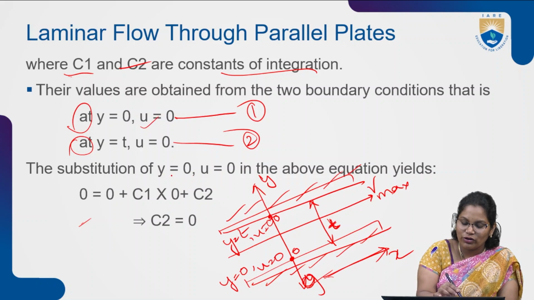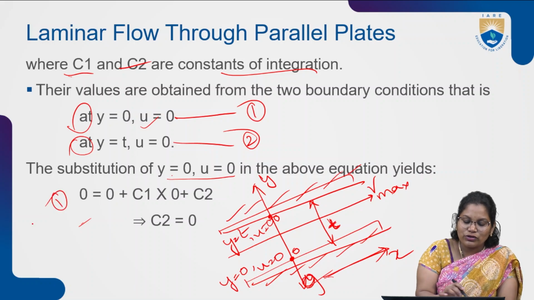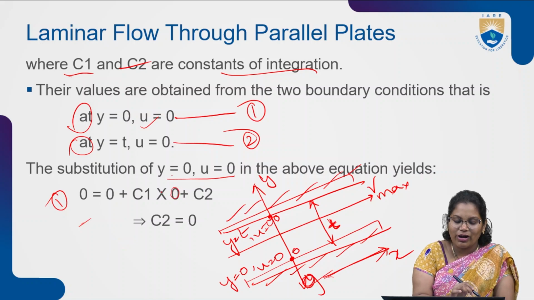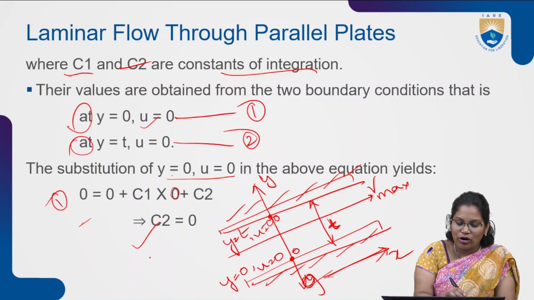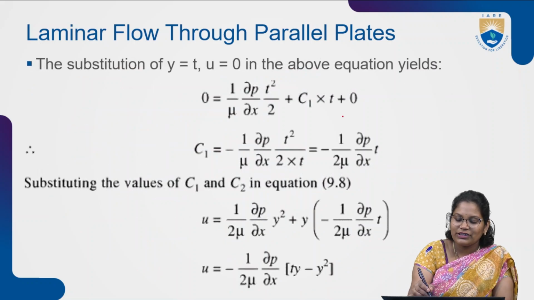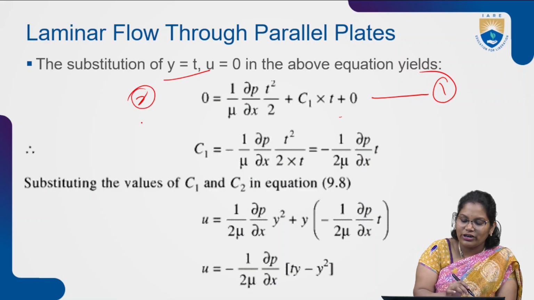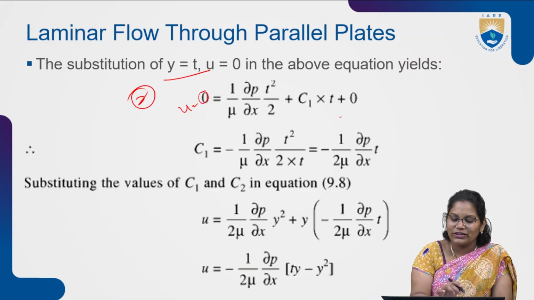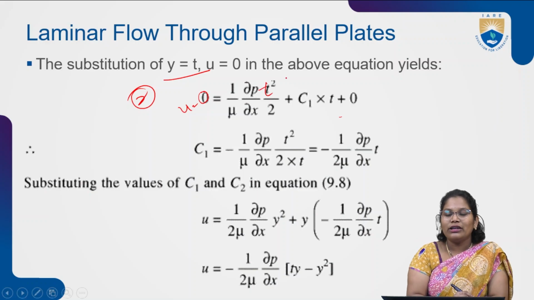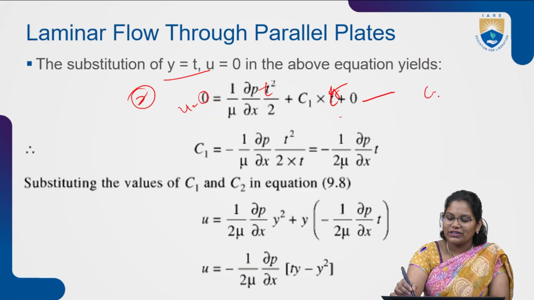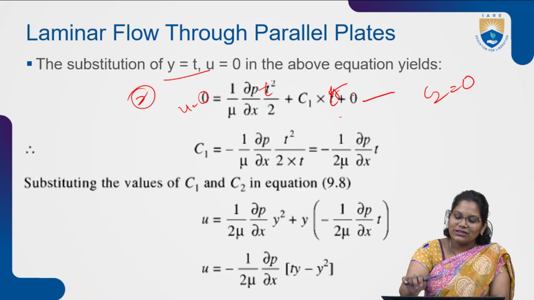First condition, condition number 1: at y is equal to 0, u is 0. In place of y we give 0, and in place of u we also give 0. So we get c2 equal to 0. Now boundary condition 2: at y is equal to t, u is equal to 0. In place of y we write t, and c2 we already got from the previous condition, that c2 is 0.